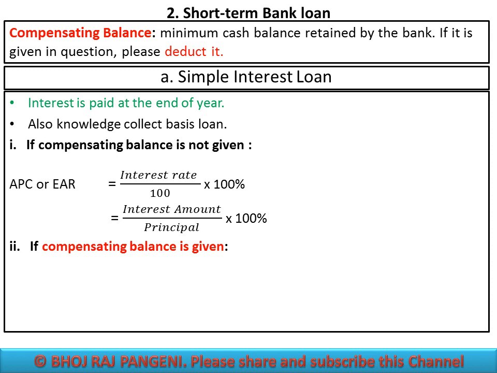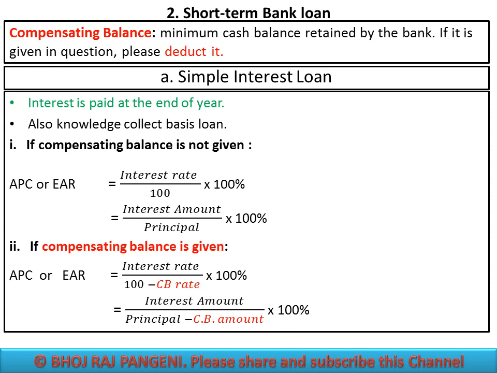Or you can use the formula method, number 2. That is from the amount: interest amount divided by principal minus CB amount. Always use the amount. This one is the rate, okay, interest rate, CB rate. And this is the amount, interest amount, principal amount, and CB amount. This is all about the simple interest loan under the short-term bank loan.